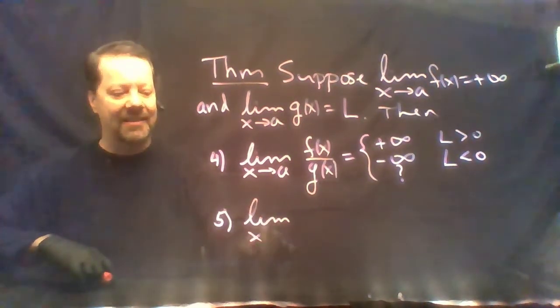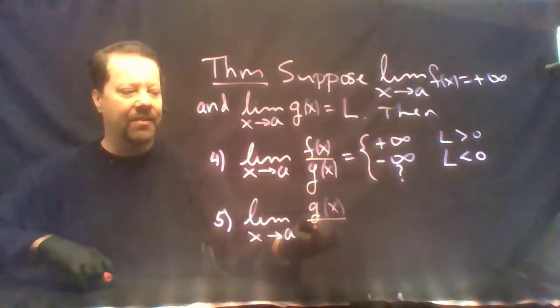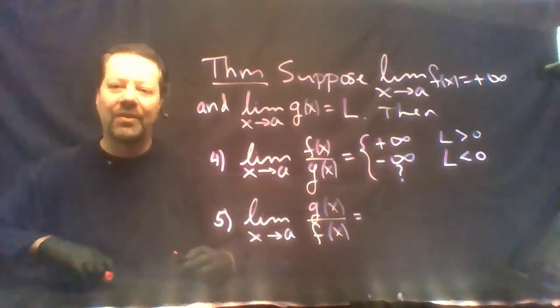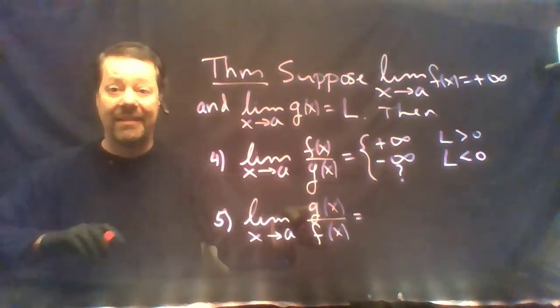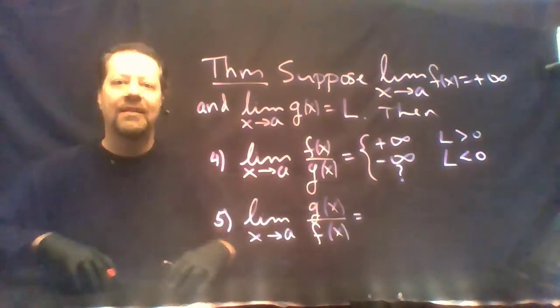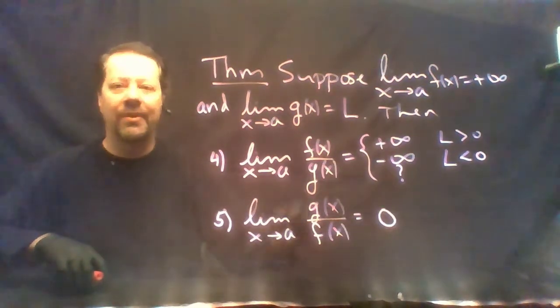The last case, what happens if the finite limit occurs on the top? If you're going to only a finite value on the top, positive or negative, if the bottom is blowing up huge, 1 over huge is tiny. The whole thing gets driven to 0. I want to look at an example.